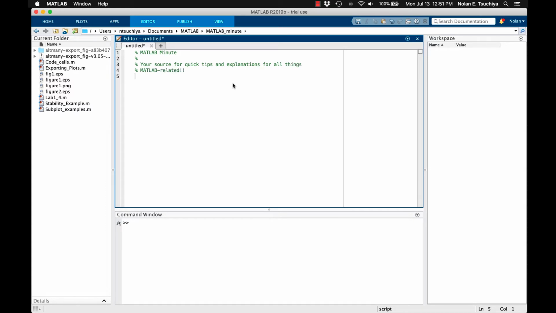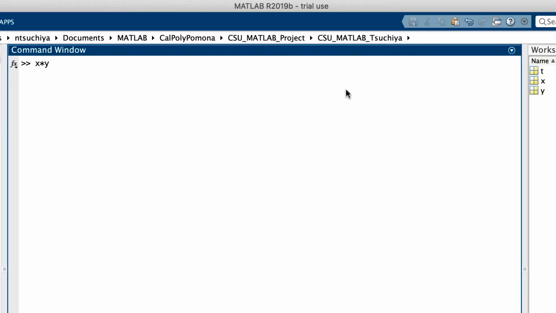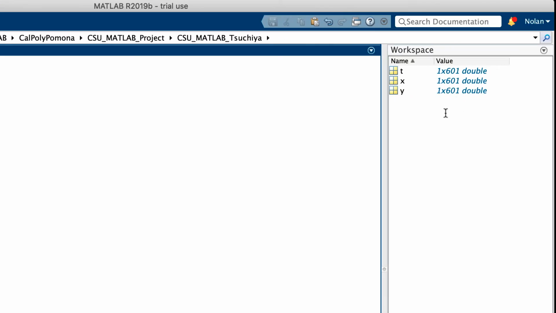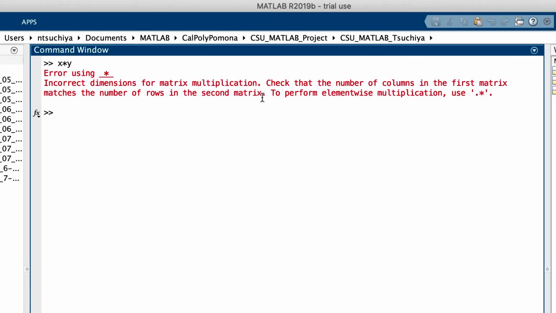In this MATLAB Minute, I want to give you an explanation for the common error that comes up, which is that of element-wise multiplication. So if I've got two vectors, say x and y, notice that they're both of the same dimensions, 1 by 600, and I go to multiply them, I'm going to get an error. It says error using multiply because of incorrect dimensions for matrix multiplication.